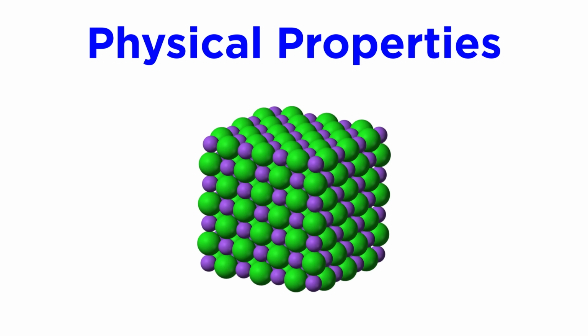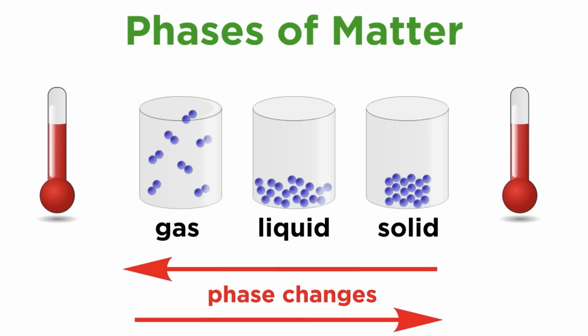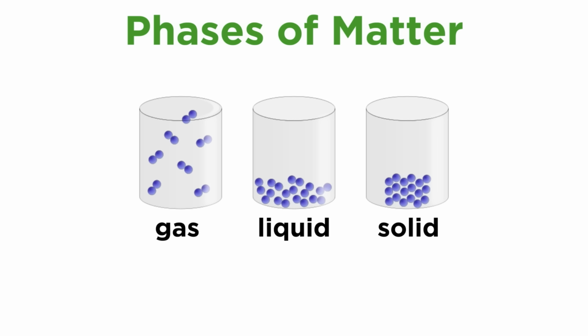The types of intermolecular forces that occur within a substance can determine many physical properties. One such thing is the phase that a substance will be in at a particular temperature, and the temperatures at which phase changes will occur. Let's take a look at exactly how this works. The three phases of matter we are most familiar with are solid, liquid, and gas.